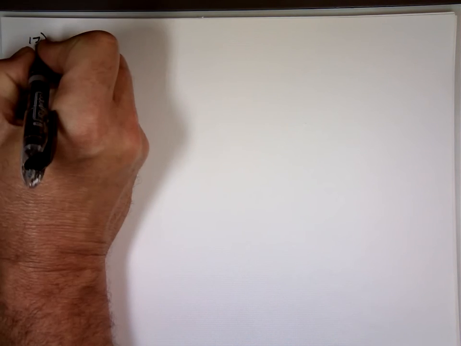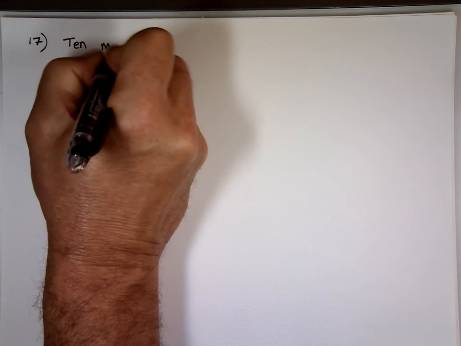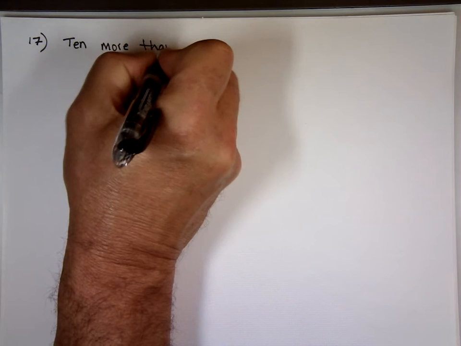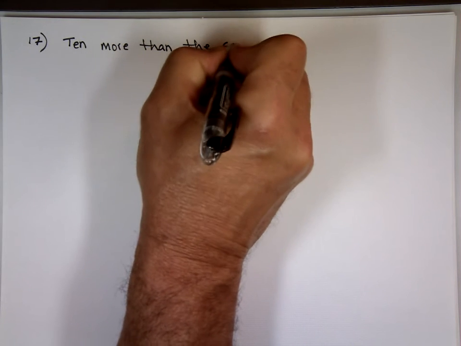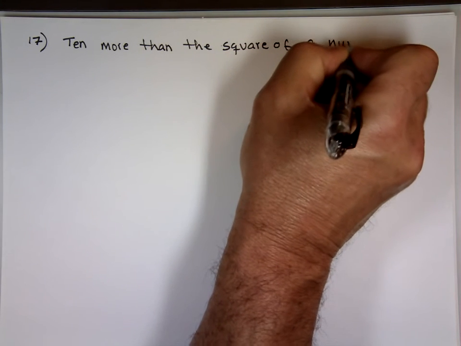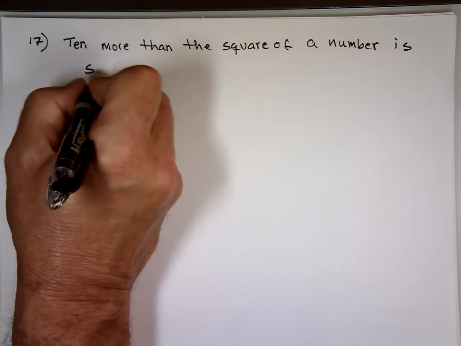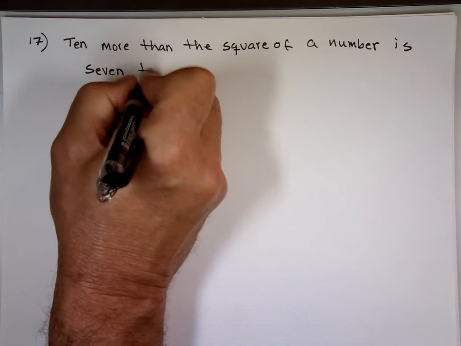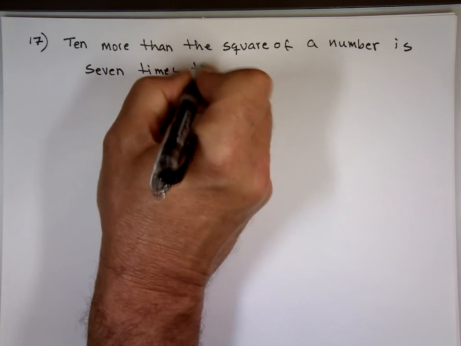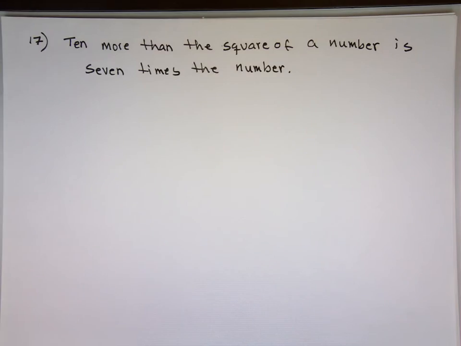Where do we use a quadratic equation? Why are we interested? Let's say I give you this problem. Let me think of one. 10 more than the square of a number is 7 times the number. Find all such numbers.